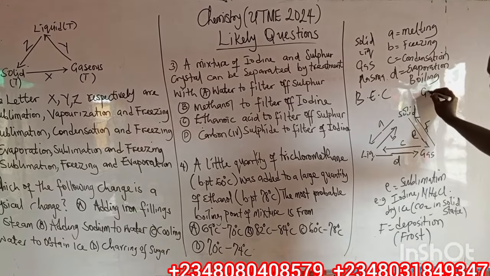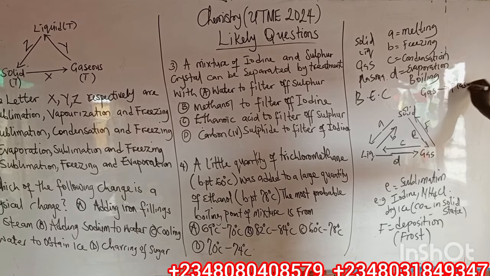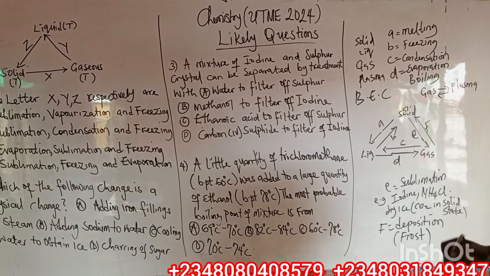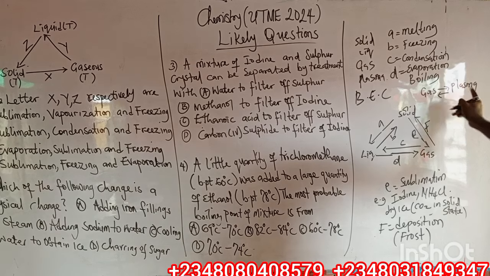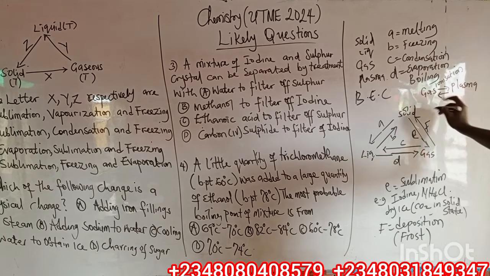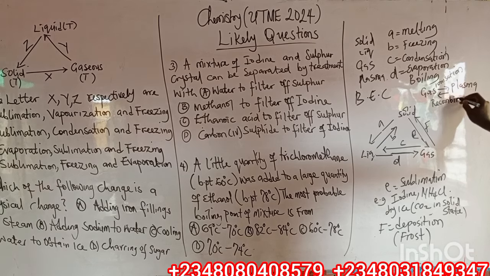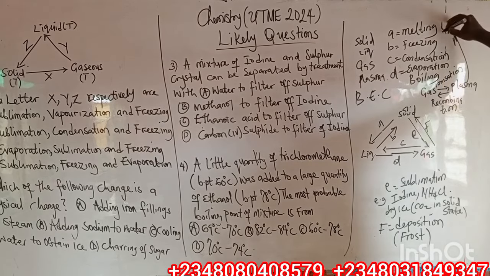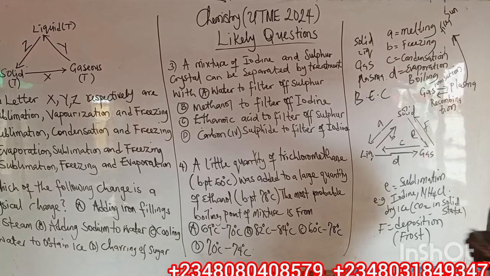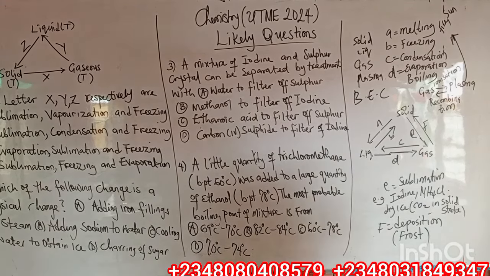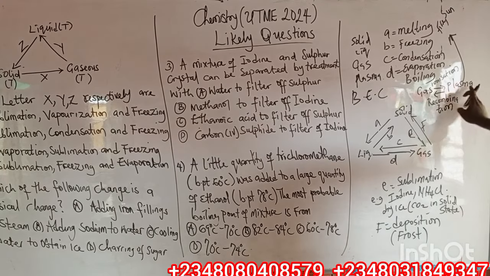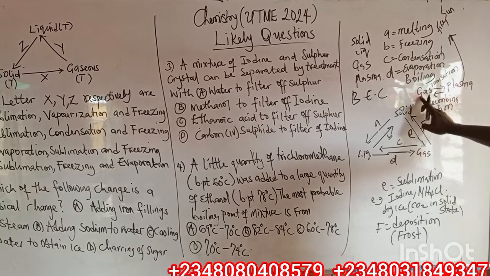Take note of this: gas can change to plasma, and plasma can change back to gas. When gas is changing to plasma, that is ionization. When plasma is changing to gas, that is recombination. What are examples of plasma? Fire is an example of plasma. The sun is an example of plasma. Stars are also examples of plasma.